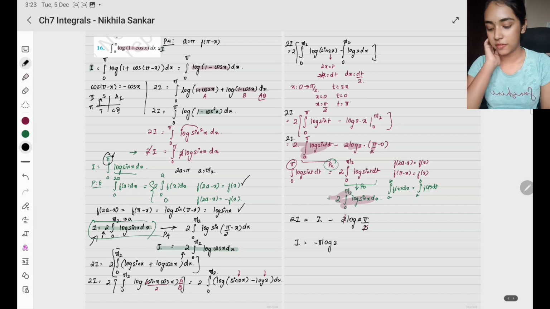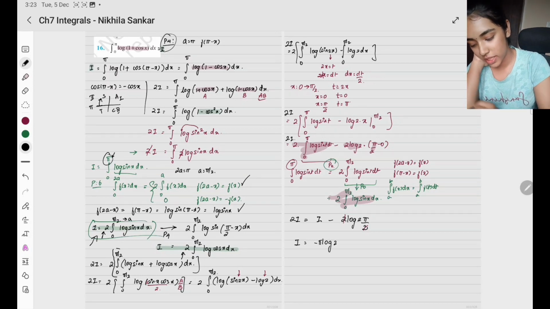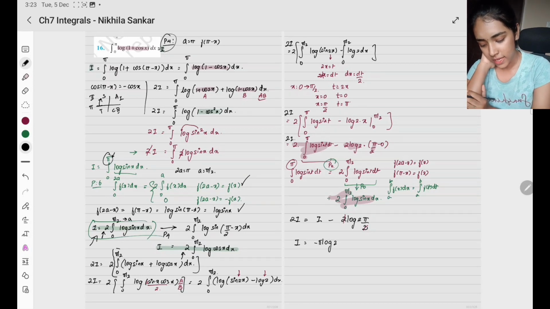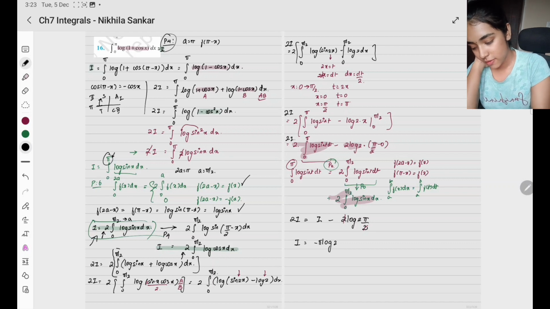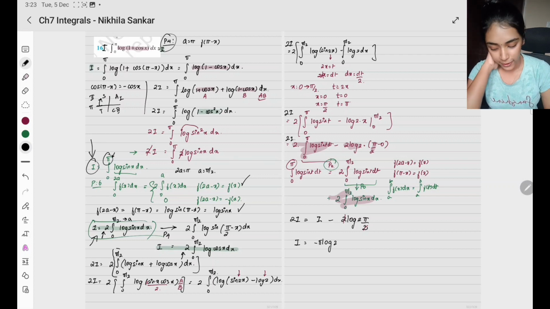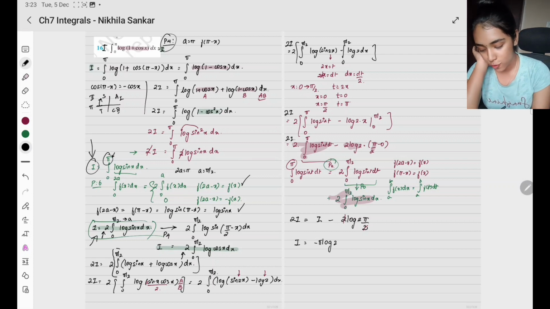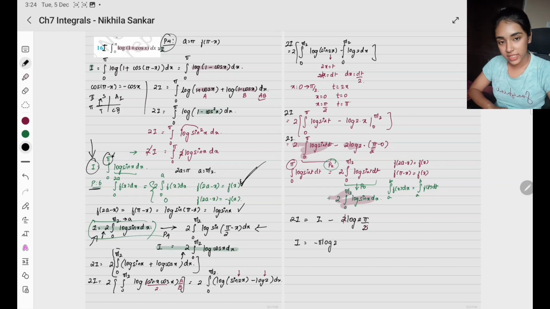What all have I done here? First step, I've used property number 4. Then I have changed the question from this I to this I. You see where I'm marking? I've changed to this particular I. Now from that, I have used property number 6 as usual, verified if this particular form is satisfied, and changed it to some other form. I've changed the limits to pi by 2, because I don't want pi.